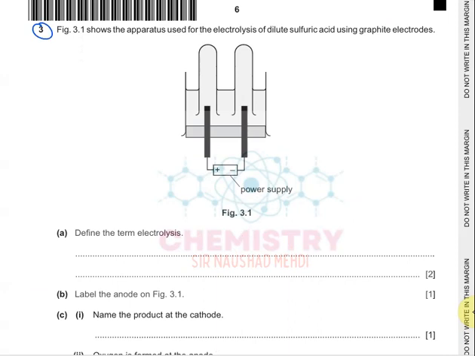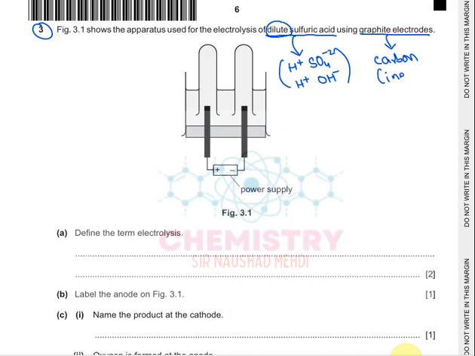Now in question number 3, it is saying that figure 3.1 shows the apparatus used for the electrolysis of dilute sulfuric acid using graphite electrodes. So dilute sulfuric acid is your electrolyte, so it means that it has the ions H+ and SO4 2-, and since it is dilute, it would be aqueous also, so from the water you will get the ions of H+ and OH-. Using graphite electrodes, you know that graphite electrodes are made up of carbon, and these are inert electrodes. Inert electrode means that they will not take part in the chemical reaction, or they will not take part in the electrolysis.